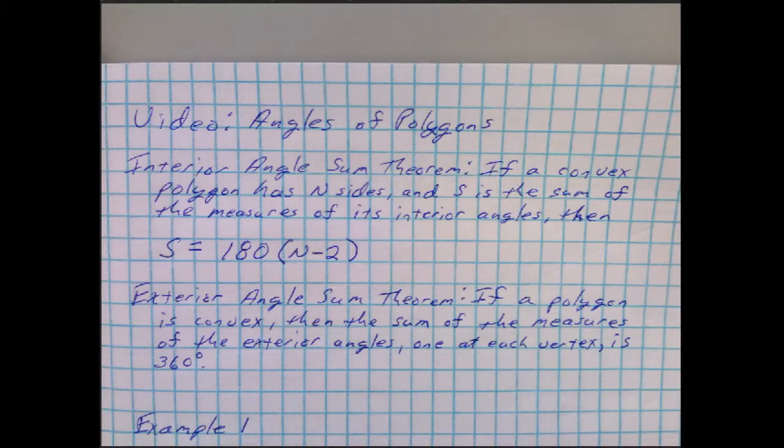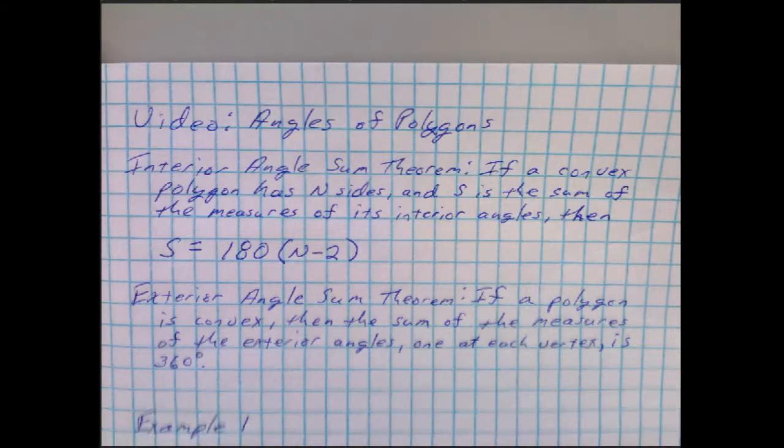The other theorem is our exterior angle sum theorem, and it says if we have a polygon that's convex, then the sum of the measures of the exterior angles, one at each vertex, is 360 degrees. So no matter how many sides it has, if we take one exterior angle from each vertex, we're going to get a total of 360 degrees.